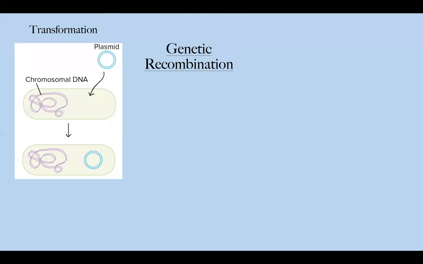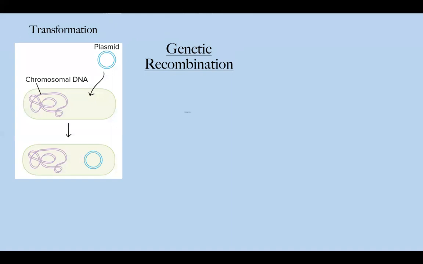Another factor that contributes to prokaryotic diversity is genetic recombination. There are three main types of genetic recombination. We have transformation, in which a cell can absorb and incorporate foreign DNA from external surroundings. DNA may then be integrated into the genome or exist as a plasmid.